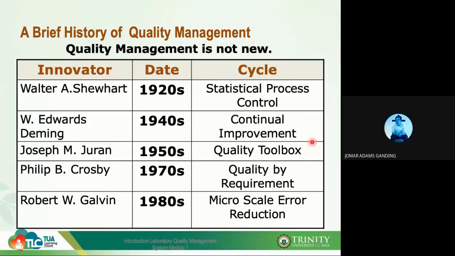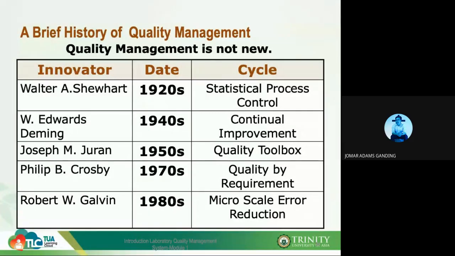Eventually, with the development of the quality toolbox by Joseph M. Juran, Philip Crosby proposed, though did not implement, that quality would be a requirement. So quality now is a requirement. That's why, as you can see, from time to time there will be accreditation and inspection in a lot of companies. When I say companies, this goes as far as automobile, manufacturing, services, and even medical.